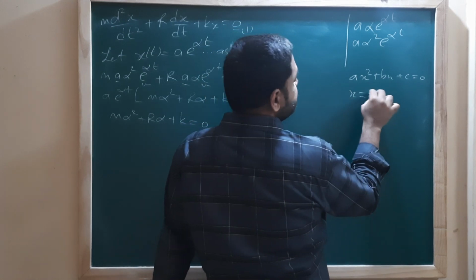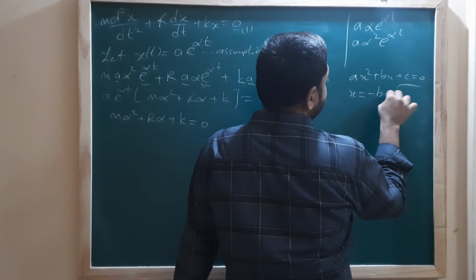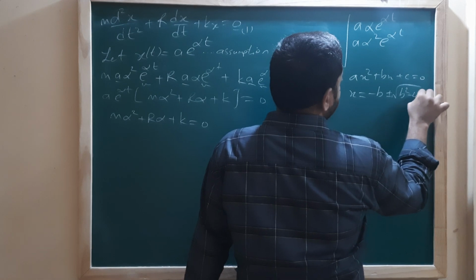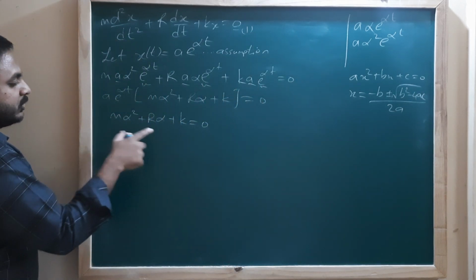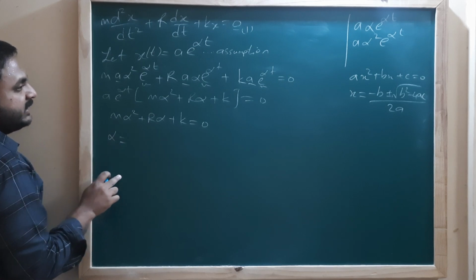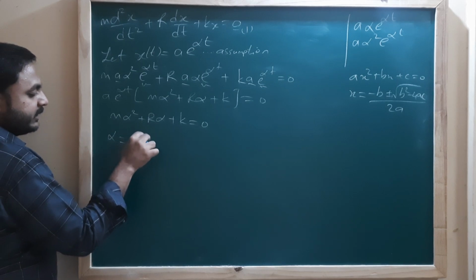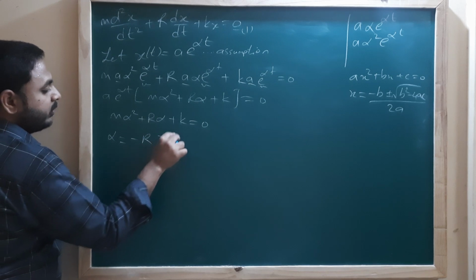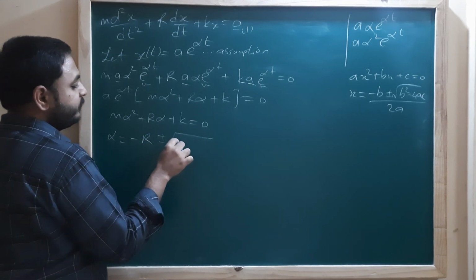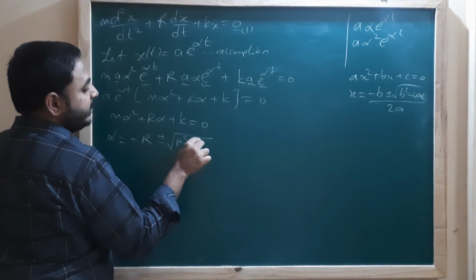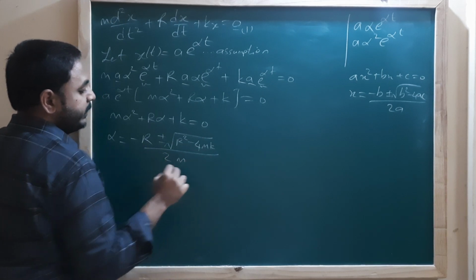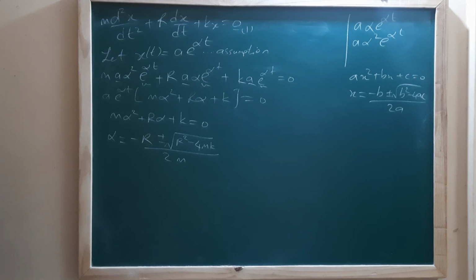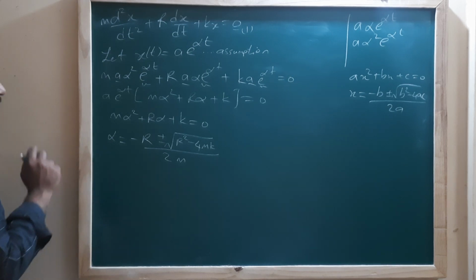By formula, it is minus b plus or minus square root of b squared minus 4ac upon 2a. So let us just use that here. So we will get alpha is equal to minus b, that is minus r, plus or minus square root of b squared, that is r squared, minus 4mk upon 2m. That is the value of alpha.